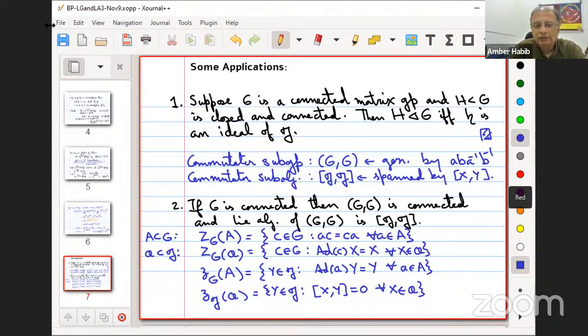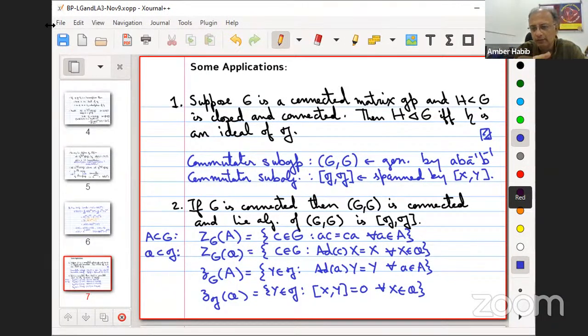Okay. So here's the first thing, suppose you had a connected matrix group G and you had a closed subgroup H. So then that would also be a matrix group. And suppose that was connected. Okay. And then I want to know whether H is a normal subgroup of G or not. And the answer is that this is an exact correspondence with whether the Lie algebra of H is an ideal of the Lie algebra of G or not. Okay. So normality of the subgroup corresponds to the Lie subalgebra being an ideal. Okay? And it goes both ways.